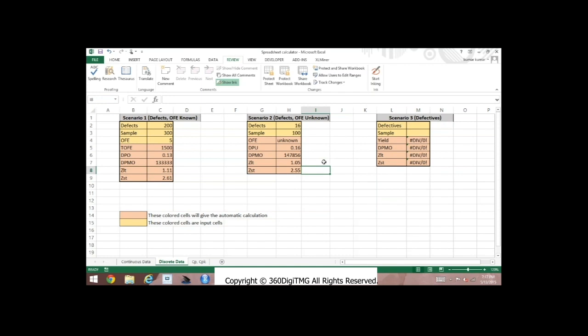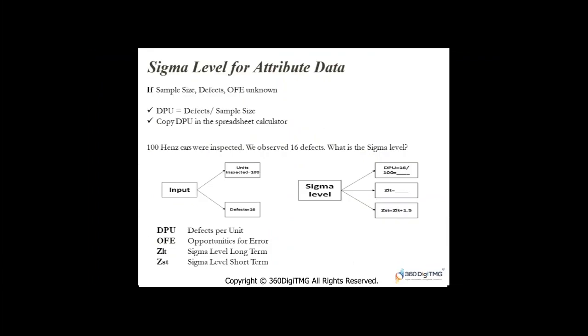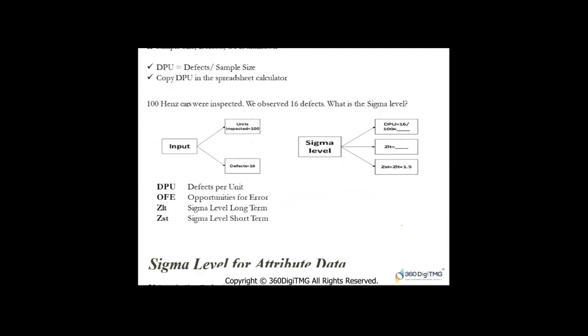And if a process were to be operating at 6 sigma, this Z short term would be 6. Right? Look at this. We are not performing well. This is pathetic performance, by the way. All right. Let us go back to the presentation and look into the third scenario quickly. Here's the third scenario. If sample size is given, defects are given. Oh, we are looking into the previous scenario. Let me move on to the next scenario.